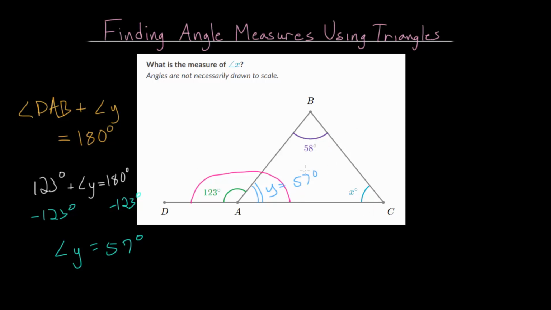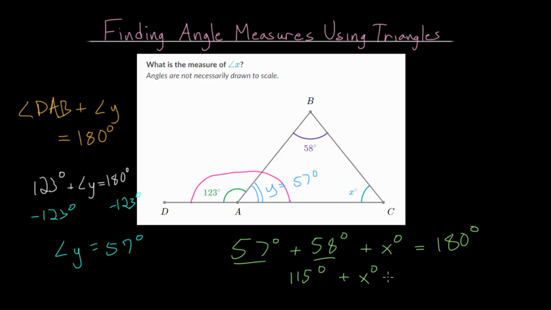So now we know 2 of the angles in a triangle, and we can add them to the third one and set that equation equal to 180. And from there, we can just solve for x. So we have the 57 degree angle, the y angle, plus this purple angle, 58 degrees, plus x degrees, this missing angle, is 180. And if we add these together, 50 and 50 makes 100, 7 and 8 make 15, so we get 115 degrees plus x is equal to 180.